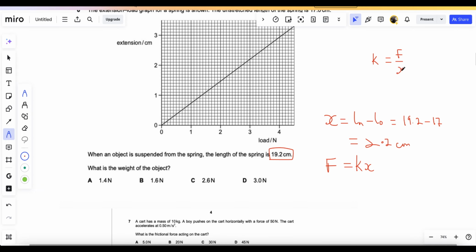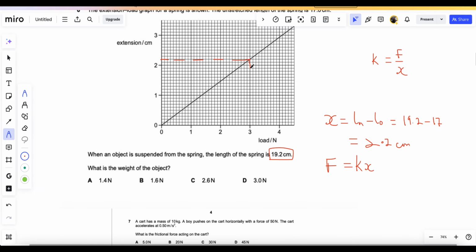So if your X is 2.2, locate 2.2 on the extension axis, between 2.1 and 2.2. Now let's find the corresponding force, the load. You follow this line and trace it to the line graph. So it touches here, right?